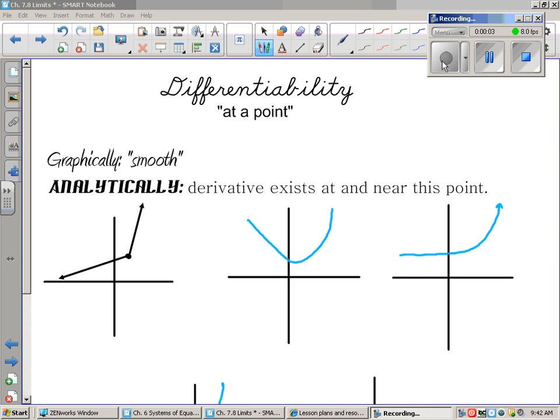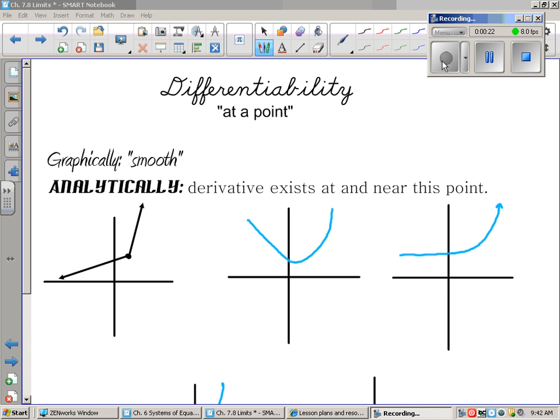In this next portion of the lesson, we're going to talk about differentiability at a point. The reason I separated it is because you may refer to these separately from the indeterminate forms that you just saw as part of your homework. Differentiability is very similar in idea to continuity.